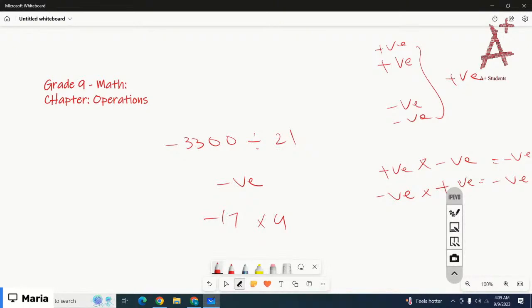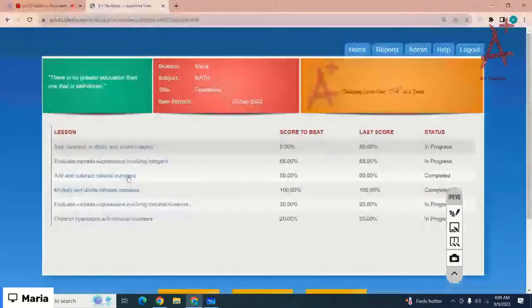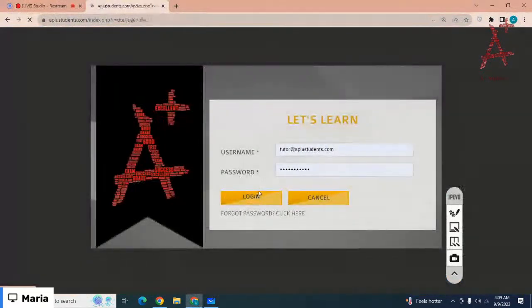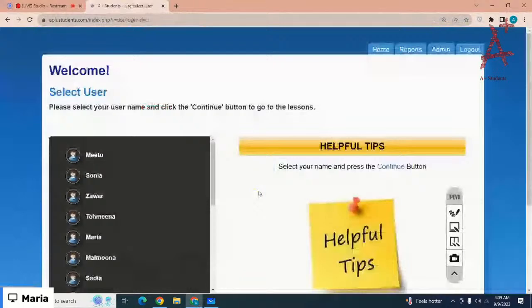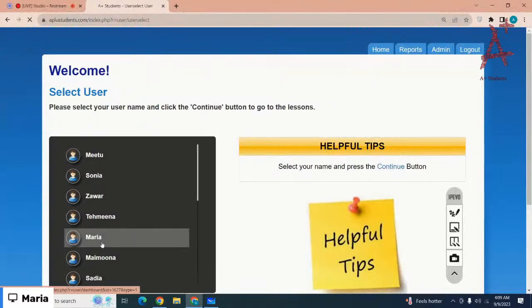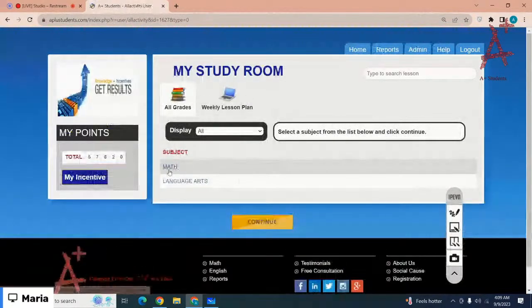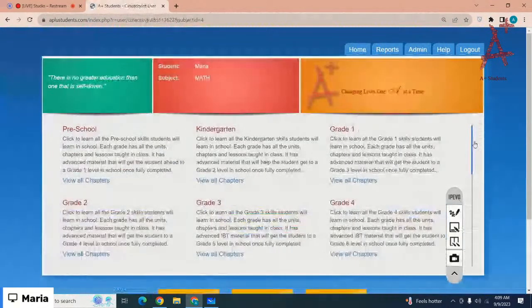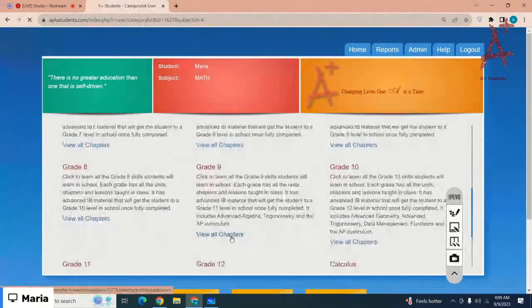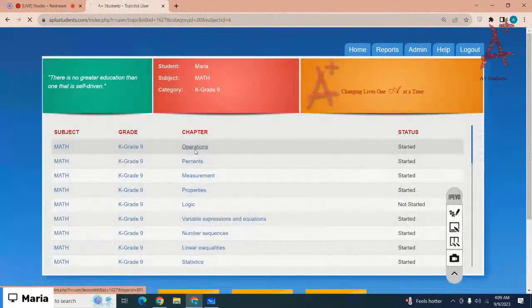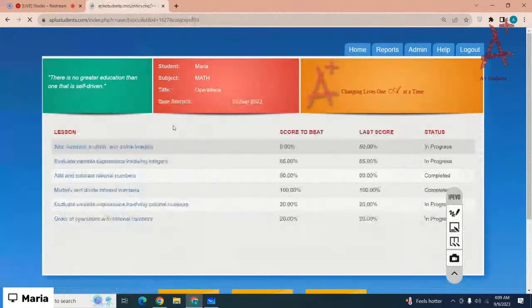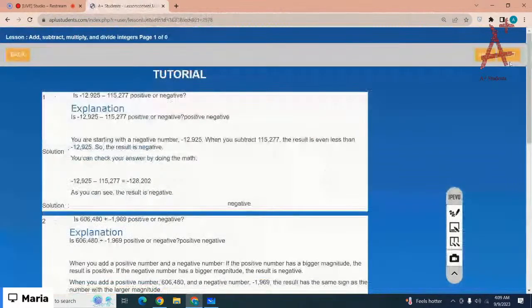Now let's do the practice questions. Let's apply these rules on the examples. Here it is: add, subtract, multiply, and divide integers. Okay, let's do the practice questions.